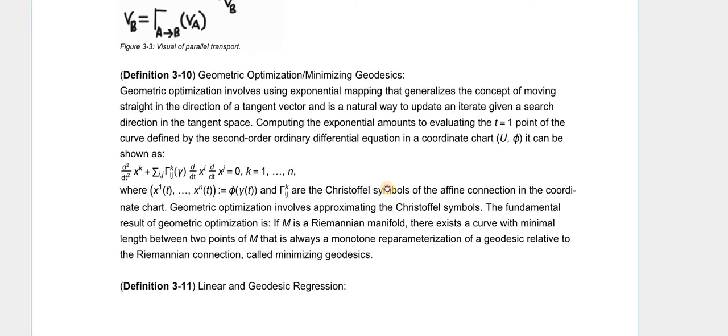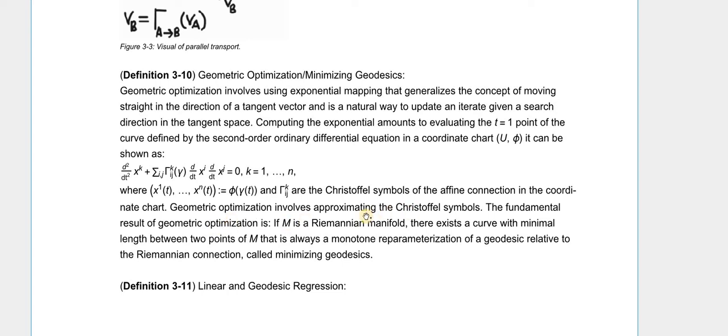So now let's talk about the geometric optimization. A geometric optimization involves using the exponential mapping, as I mentioned, that generalizes the concept of moving straight in the direction of the tangent vector. And it's a natural way to update an iteration given a search direction in the tangent space. So this, in layman's terms, is just trying to perform the mapping from the point in the tangent space back to the manifold in order to find this geodesic distance, and you do this as many times as you can to minimize the error.